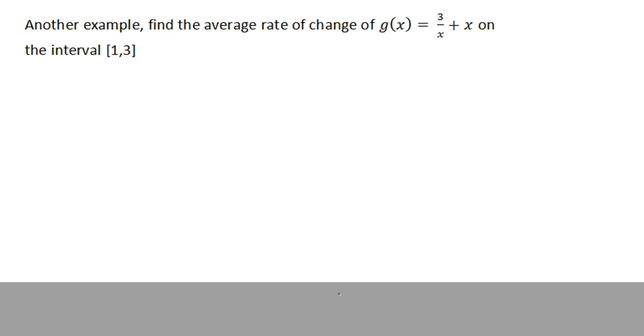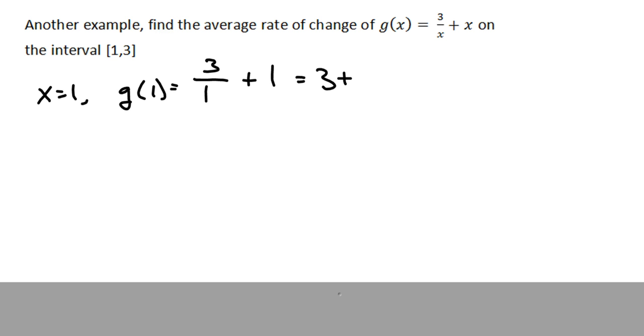Okay, we don't necessarily need to look at a graph to find an average rate of change. If we've got the function, we can do the calculation. So if we have g of x equals 3 over x plus x on the interval from 1 to 3, we'll first need to calculate the output values. So when x equals 1, g of 1 would be 3 divided by 1 plus 1, replacing the x with the value of 1. That gives me 3 plus 1 equals 4 for the output value when x is 1 for the input value.